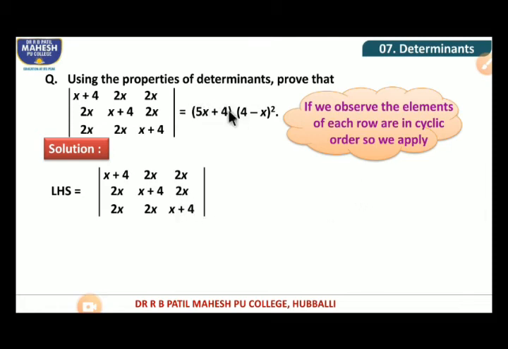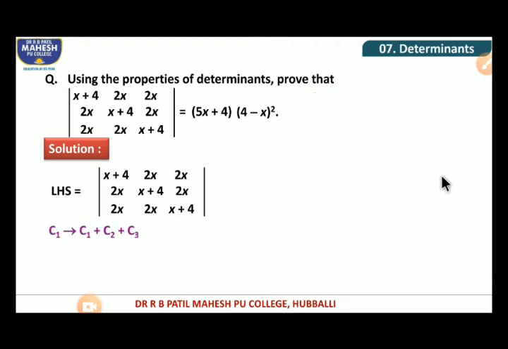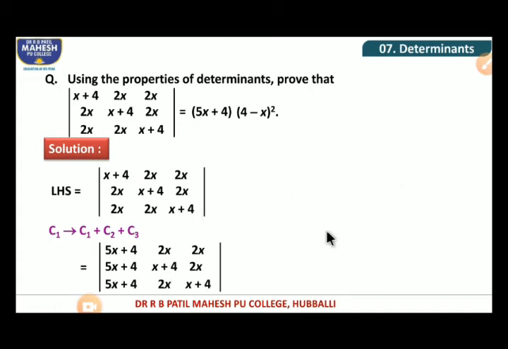To get this 5x plus 4 first, we have to add these 3 columns. Either you can add these 3 rows, but I am going to add these 3 columns in the first column, so that C1 changes to C1 plus C2 plus C3. Therefore, the LHS part is equal to the determinant where the first column becomes 5x plus 4, 5x plus 4, 5x plus 4, and the other columns are (2x, 2x), (x plus 4, 2x), (2x, x plus 4).